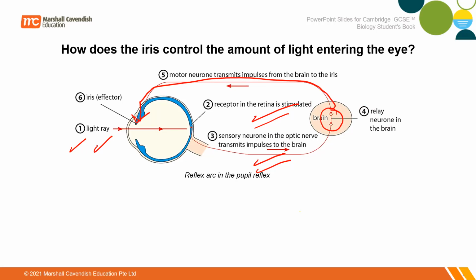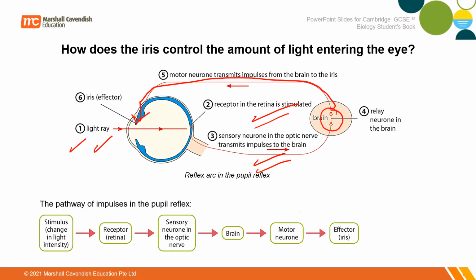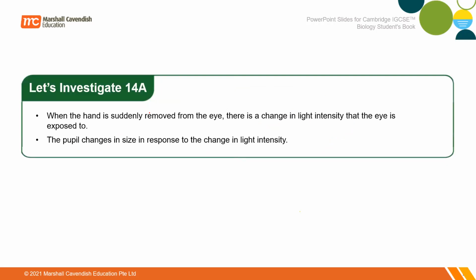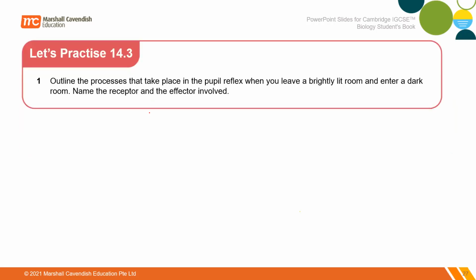Is the iris an effector or not? It's definitely an effector, because this is an iris muscle. We are talking about a muscular structure. So the iris muscle here is an effector. So if he asked you to list or to describe, he doesn't want too much talk, he doesn't want explanation. So this would be the method. This is another practice question.